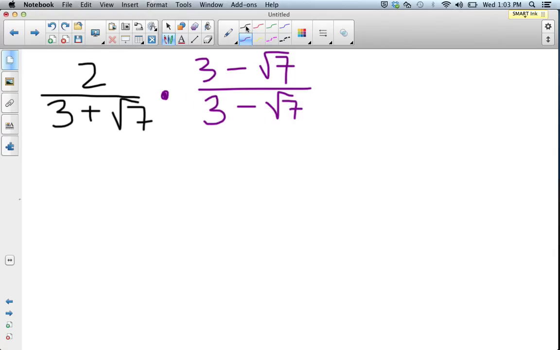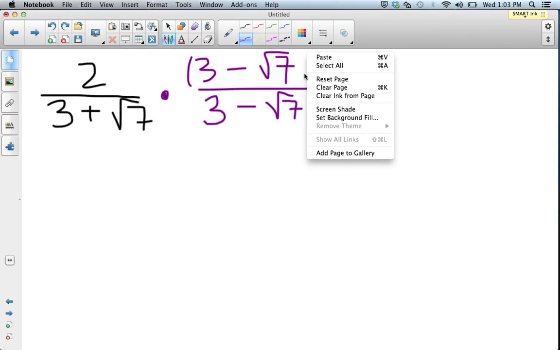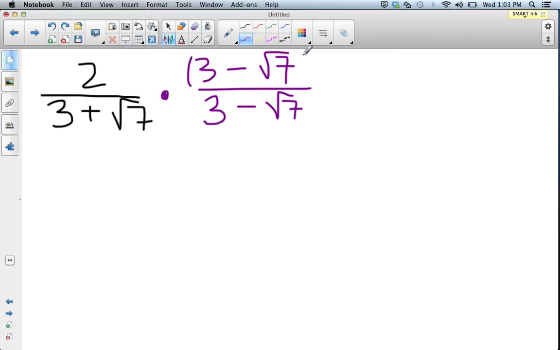Now watch what happens. In the numerator, we have to distribute inside. So we've got 3 minus square root 7. And we have to distribute the 2 inside. I'm going to multiply 2 by 3. And then I'm going to multiply the 2 by a negative square root 7. So I end up with 2 times 3 is 6 minus 2 square root 7.